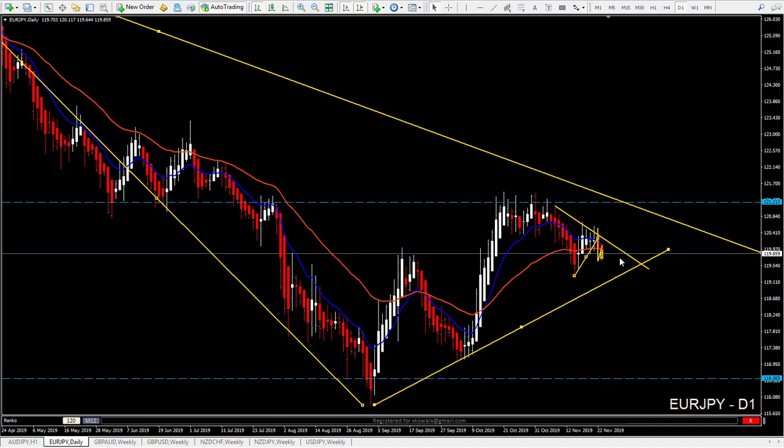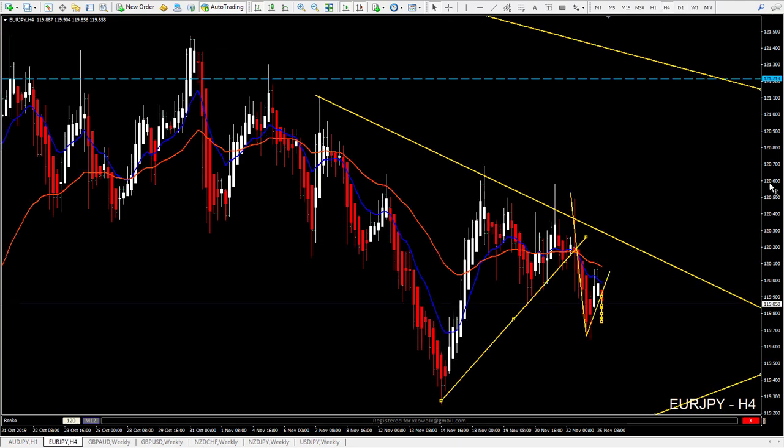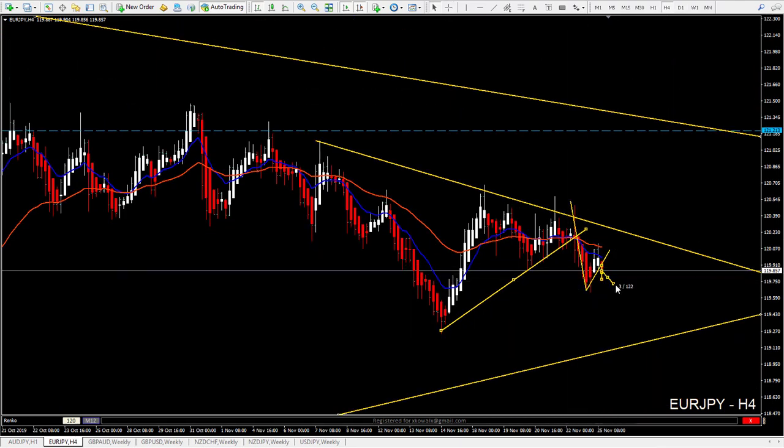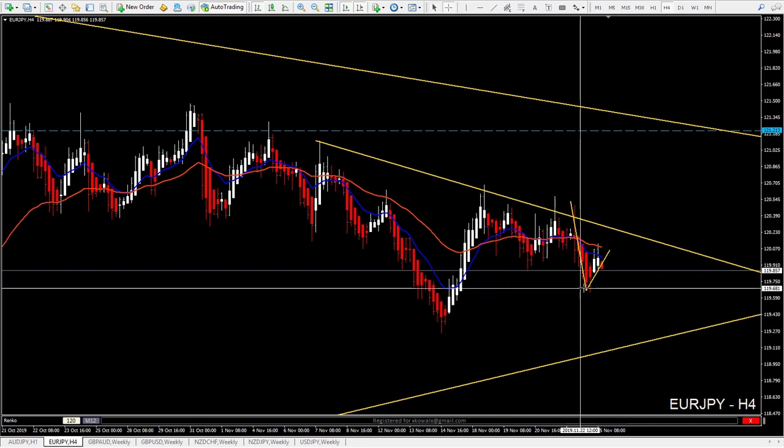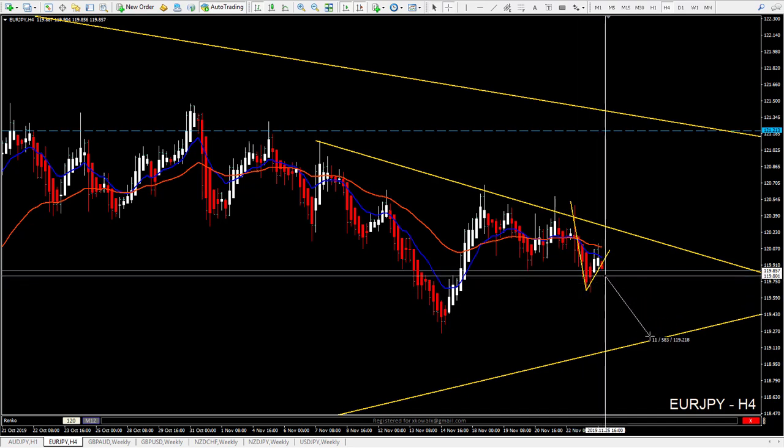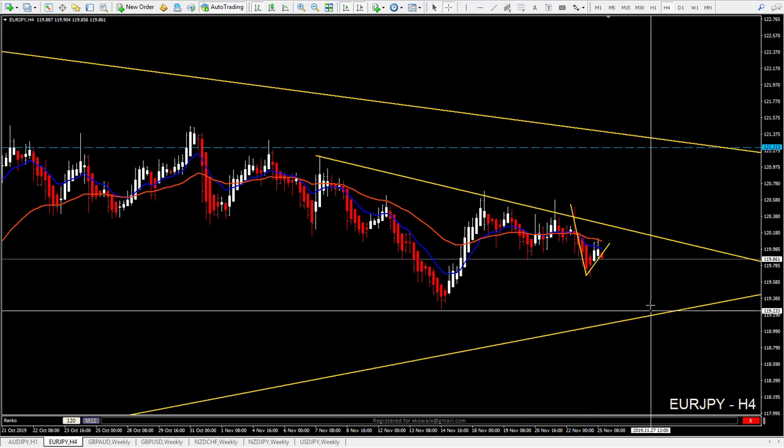Oops, I removed it. So let's draw it again. Yeah, here you have. So when you combine the lower time frame entries here, then your target will be this trend line. So it's like 60 pips. But for intraday traders, scalpers, I think this is more than enough.